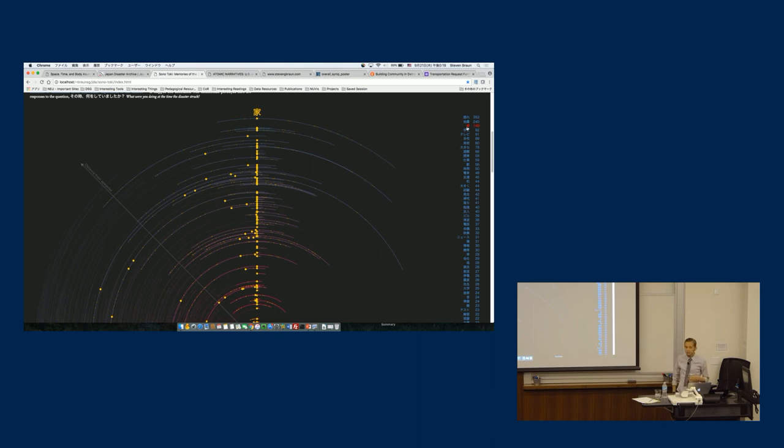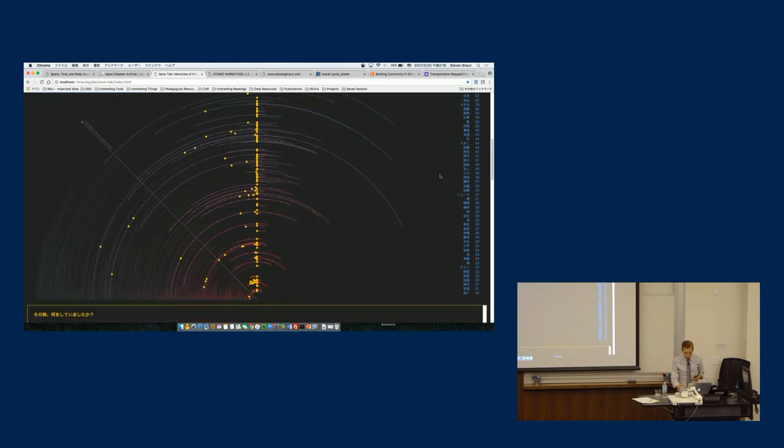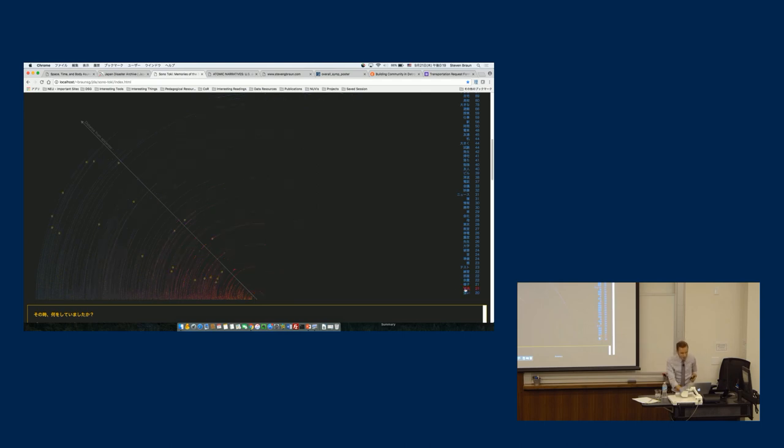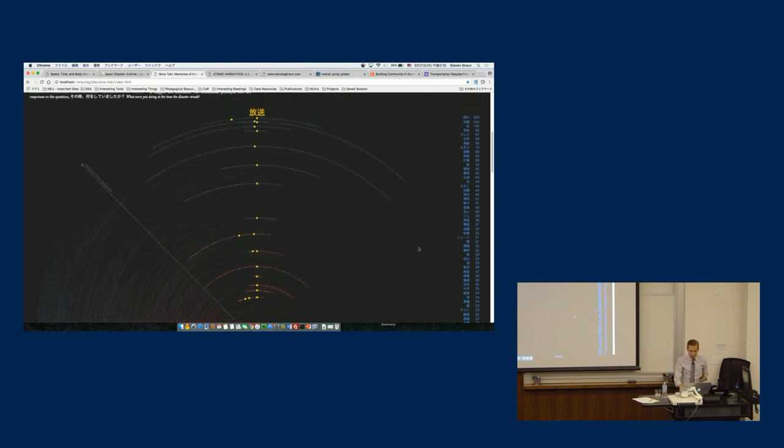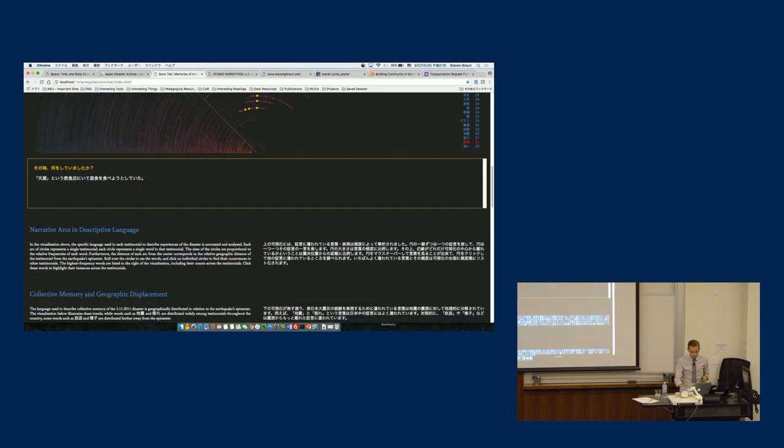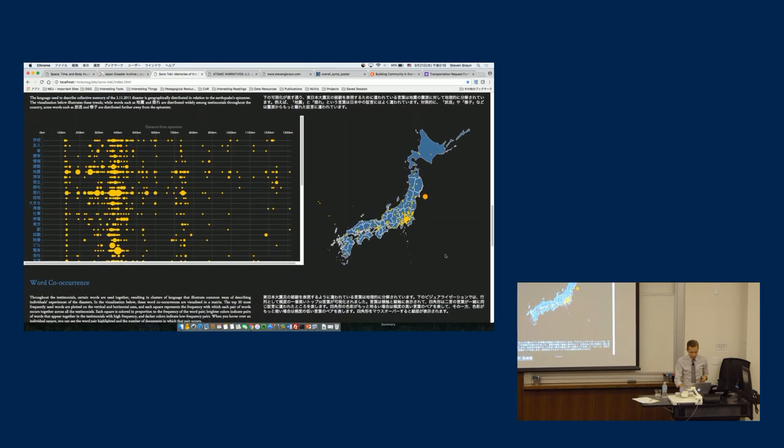Ie, house, right? And then we have other ones that are less frequent. So this one is Hoso, broadcast. And so once you start looking at these words and sort of their geographic distribution, you start noticing that there are some words that appear closer to the epicenter and some words that appear further away from the epicenter. So that's represented down here.